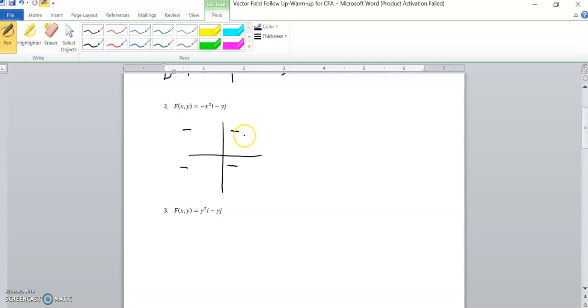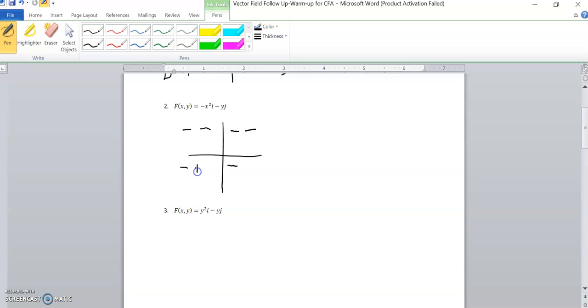Here, though, our y was positive because we're in the first quadrant. Here it says our new y is the old y with a negative in front, so that's negative. Here our y is positive, but the new y for our terminal point is negative because it was positive and we threw a negative in front.